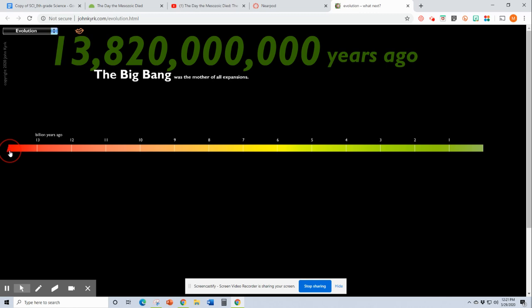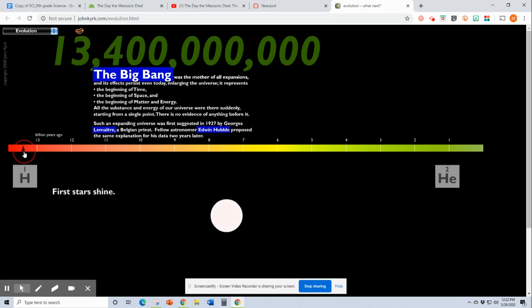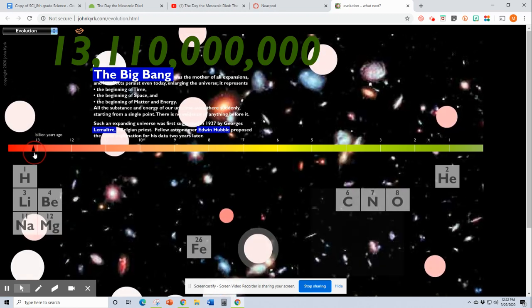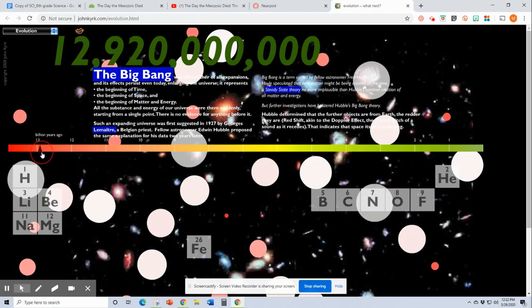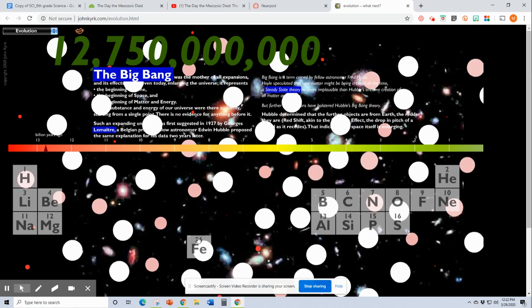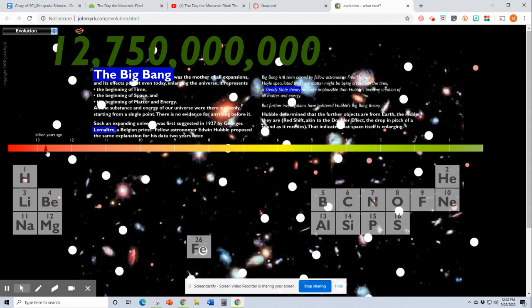So here's our Big Bang, which was the mother of all expansions. And I love they use the word expansion instead of explosion. Immediately as I move the slider, you start to see hydrogen and helium. That's our first elements. It is a super, super interesting website. There's the first stars shining. I'm just moving this slider. We start now because we have our stars. We start to see more and more of the heavier elements are forming. Remember, and notice down here though, they only have it forming up to iron, okay, which is correct.